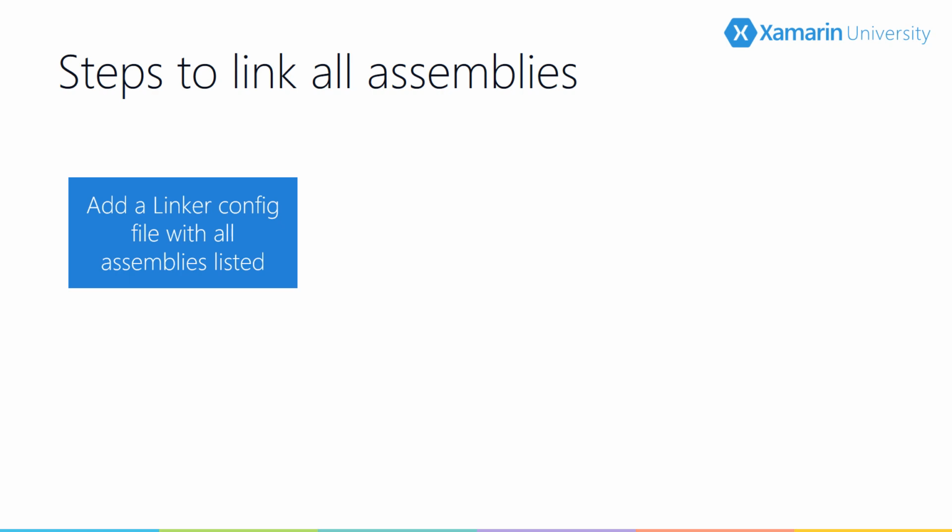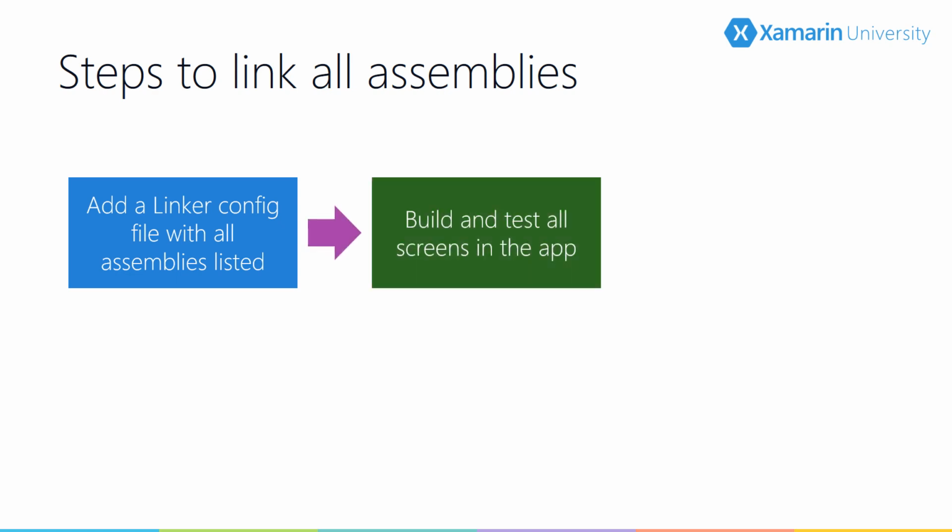Create a linker XML file, add it to your project, specify that the linker should preserve all of your assemblies, and then use the references in the solution to know what assemblies to add to the file. And then add a global type inclusion so the linker preserves everything in each assembly. Now, run your app on a device and test all aspects to make sure nothing is missing.